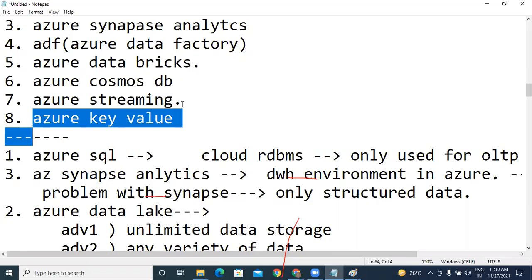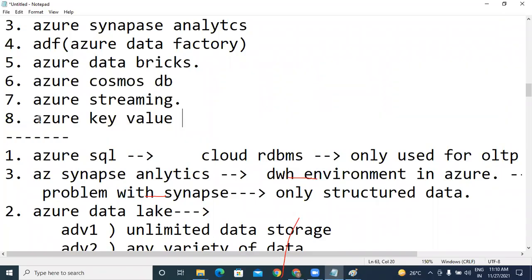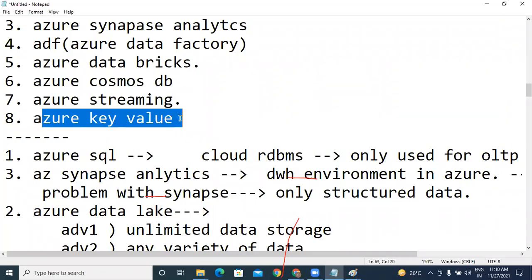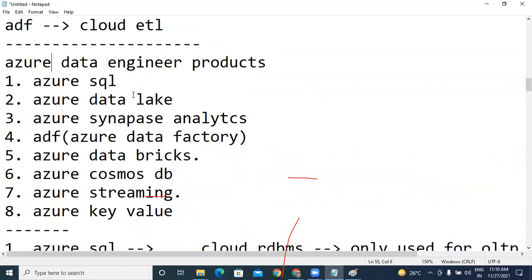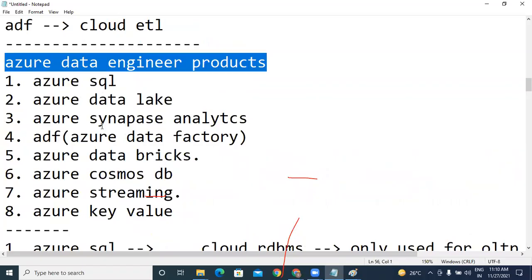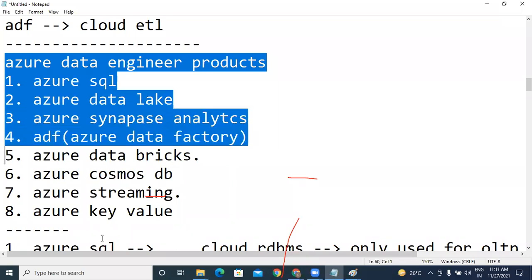Of course, this is not from ADF's path. This service is purely from the Azure side; it's not part of ADF. So all these are the different products in Azure data engineering. Directly, you cannot learn all these things in the first part.